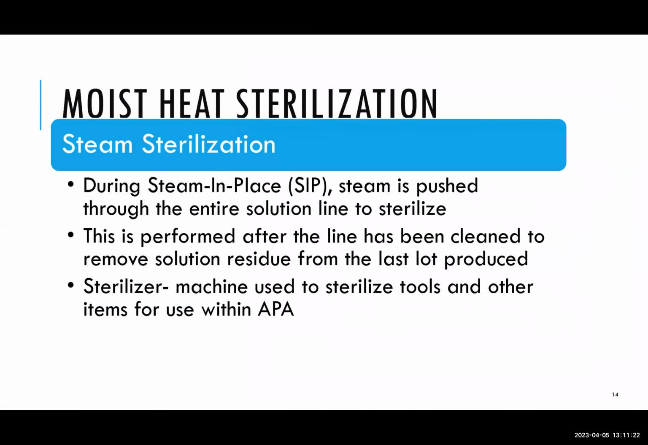All right. So during our steam sterilization process, we push the steam through the entire solution line, and we would do a steam after a line has already been cleaned. So for example, if we're making grape cough syrup, and then we want to go to bubble gum. After we're finished making all the bottles of the grape cough syrup, we will have a process where we go in and we clean. We try to get the majority of the residue out so that the steam now has a surface that it can really work on and penetrate, because otherwise we would just steam a bunch of purple goo.